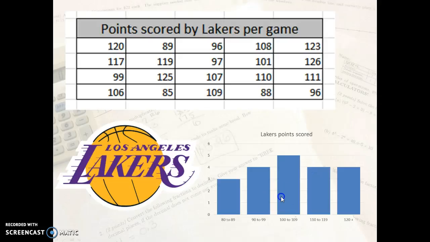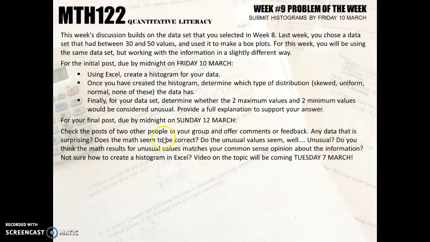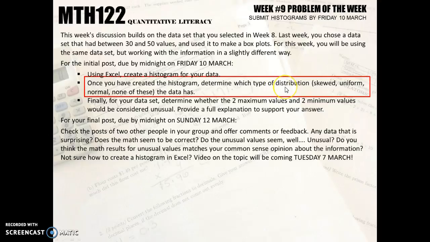You got your own videos, your own data sets. Hopefully you have a histogram. Once we have that in place, now we have a couple analysis questions. The first of which is, tell me what kind of distribution we're dealing with. Skewed, uniform, normal. Well, what does this all mean?